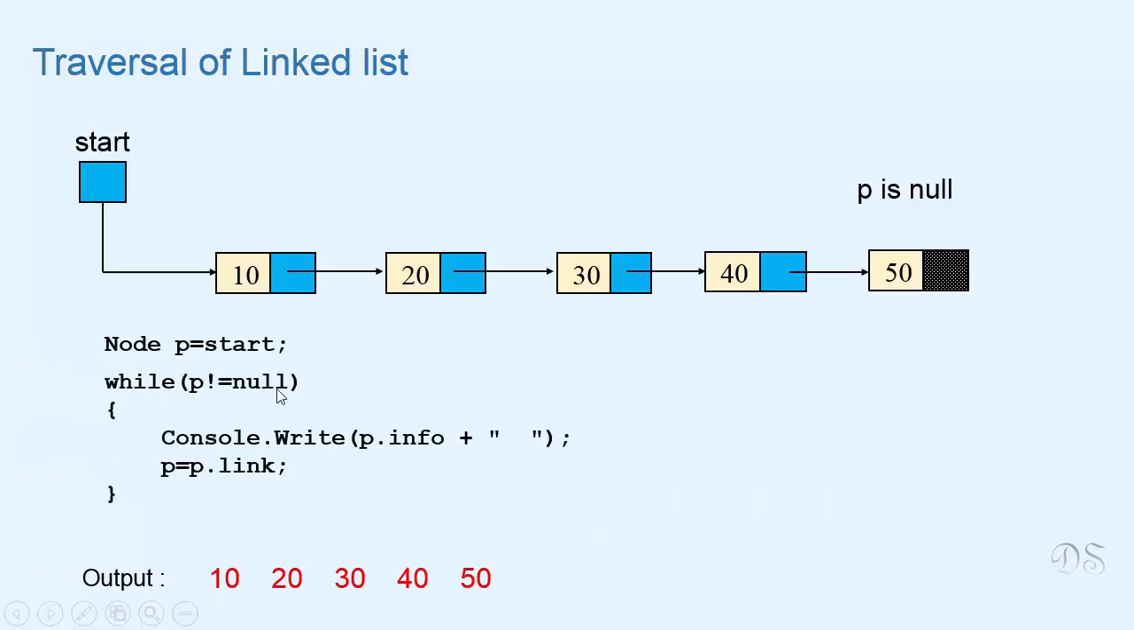So this is the loop. P is initialized with start. And this loop continues till P is not null. So this loop will terminate when P becomes null. In each iteration, we are printing the value of P info and we are moving P forward by assigning P link to P. So this is how we can traverse a list starting from the first node till the last node. We can use the same loop to count the number of nodes in the list.